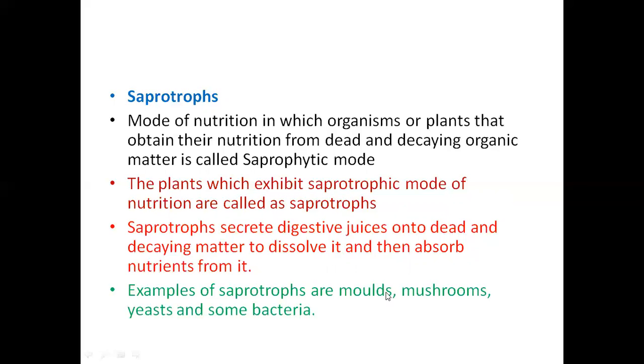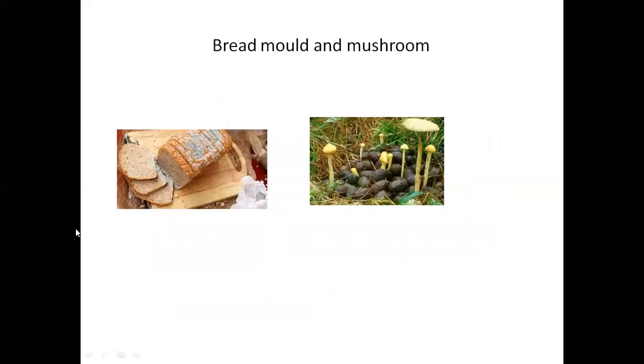Here you can see such examples. Moulds, bread mold, then mushroom. Some other kinds of organisms like yeast and some bacteria, all these form examples under saprotrophs. Let me show you some pictures of this. Students, what you're seeing is the grayish color on the bread, right? On the surface of the bread, something has grown. This food becomes stale. It is not fit for eating now, right?